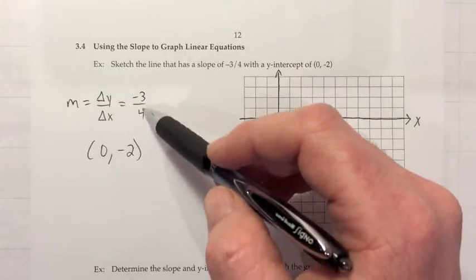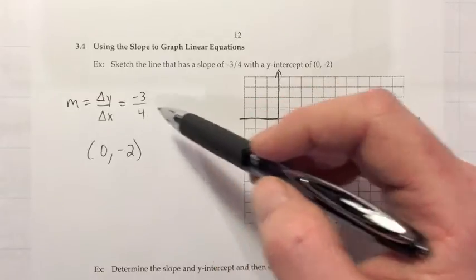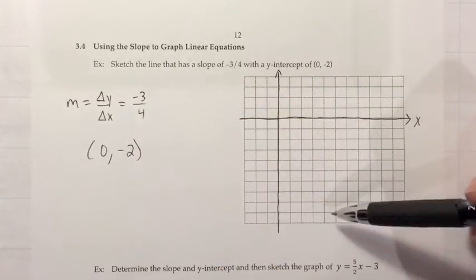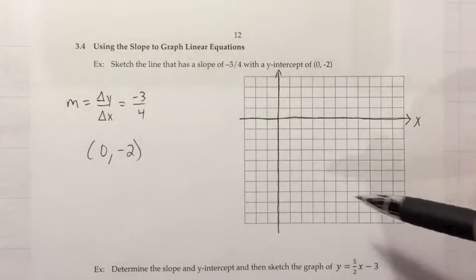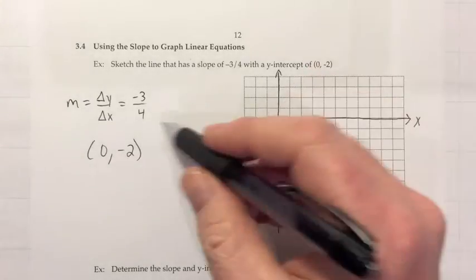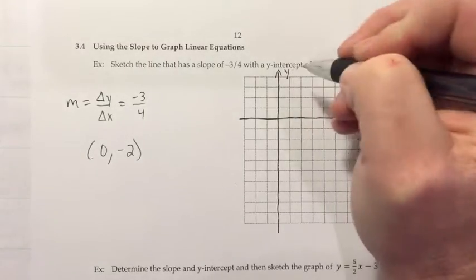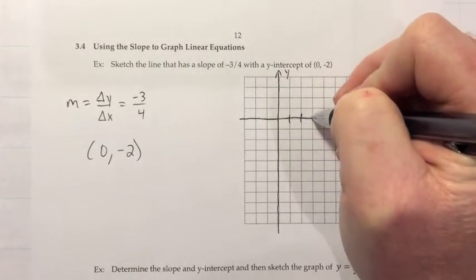And then the slope is going to tell you whether you're going up or down. A negative slope is going to go down. So I'm starting at a negative and I'm going down, so I want to have room for that. And if you think that through ahead of time, a lot of times you can use the standard scale of 1 and make your graphing a little bit easier.